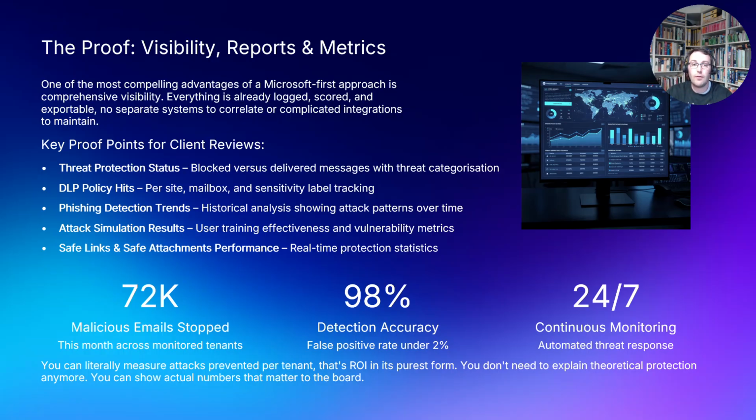90% of what you need, particularly when we talk about Defender for Office, is available in the Security Center on Microsoft's end. And that's great. It gives you those metrics. We can look at the threat protection, we can block, we can look at the DLP hits per site, per mailbox, sensitivity label tracking, phishing detection trends, attack simulation results, Safe Links and attachment performance. Those reports, and I'll show you in a minute, are all available in the Security Center.